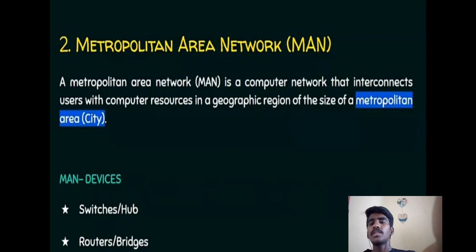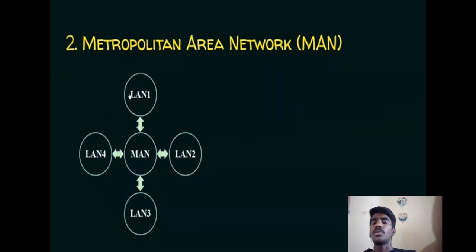So now the second one, metropolitan area network. A metropolitan area network is nothing but multiple LAN networks connected by a single MAN network. I will show you visually, but for now the examples are switches and hubs, routers and bridges for this MAN. So here is a visual example. You could see multiple LAN networks, LAN 1, LAN 2, LAN 3, LAN 4 are connected by a single MAN.